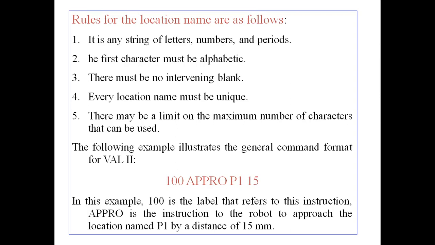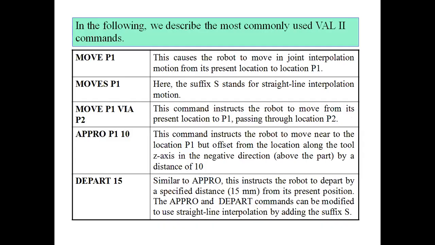Okay, so this approach is the instruction for the robot to approach the location. Where it has to be located is the name P1. So this 15 indicates it has to move a distance of 15 mm. So we describe the most commonly used VAL commands. We'll have the command move P1, moves P1, and then we'll have move P1 via P2, and we'll have approach P1, 10 and depart 15.